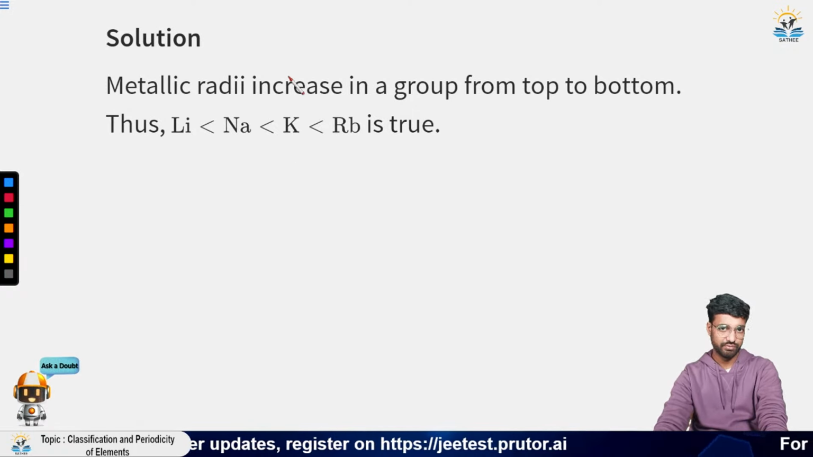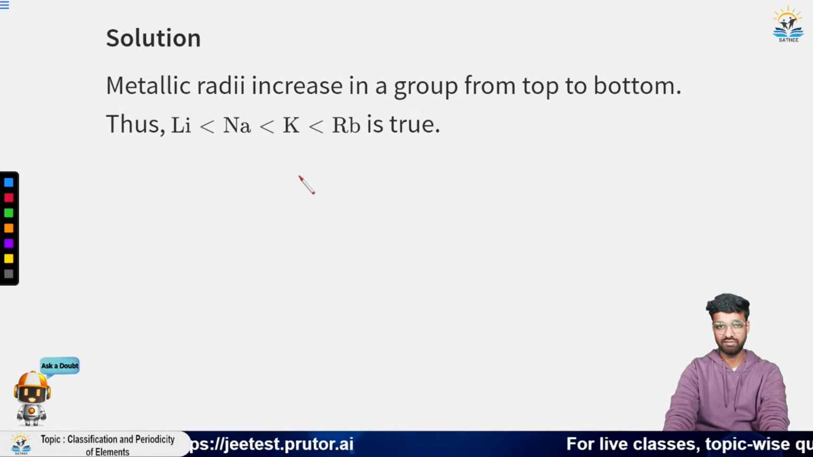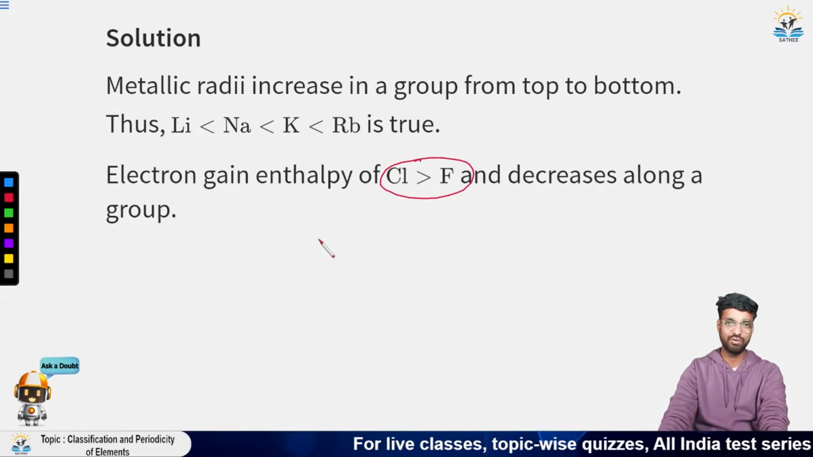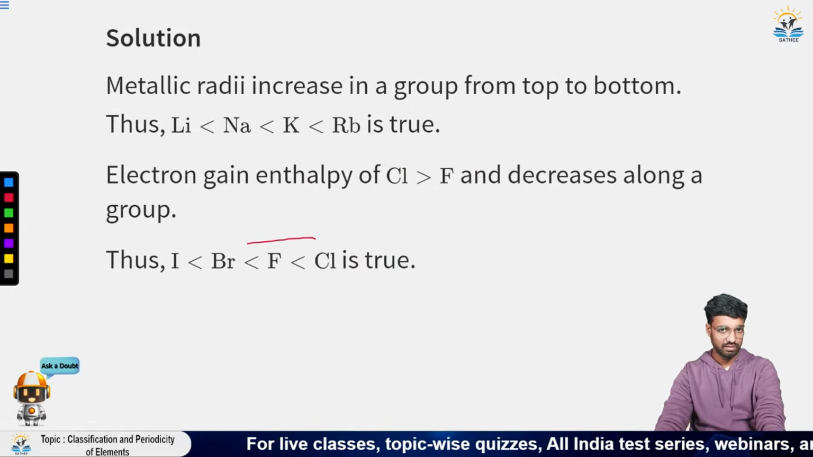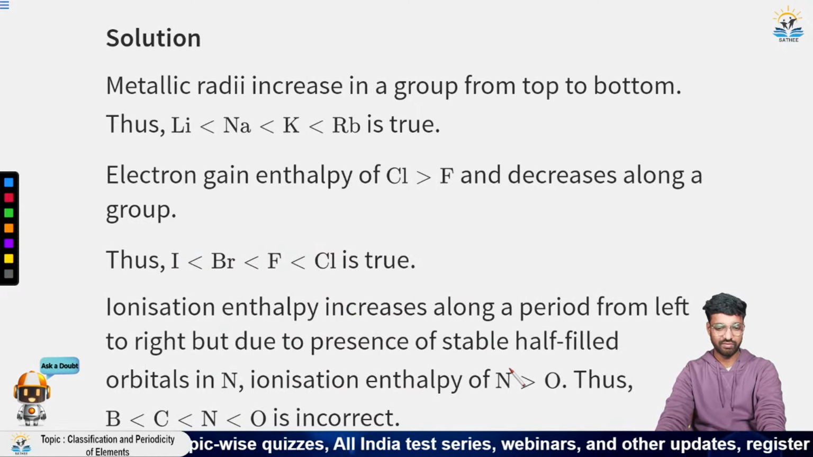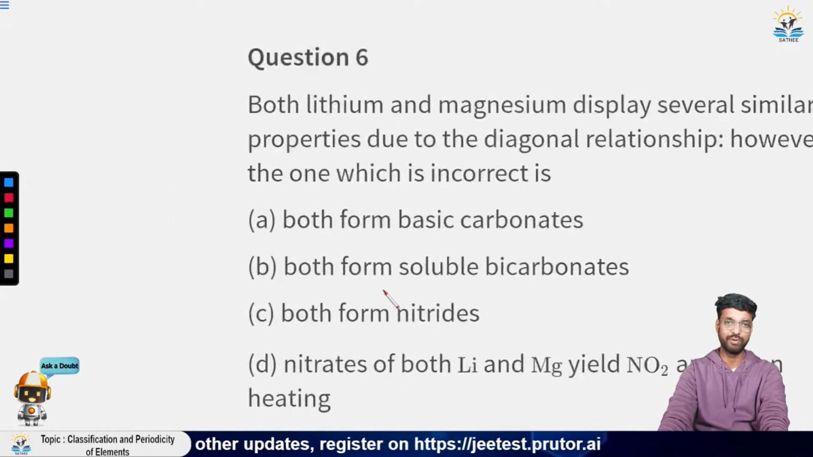So it is very true because as we move down the group, the metallic character will increase. Electron gain enthalpy of chlorine is more; this is an exception I have told you earlier, so this is also true. Now, ionization enthalpy of nitrogen is greater. It should be greater, thus this is incorrect. And why is it greater? Because nitrogen has a half-filled orbital.